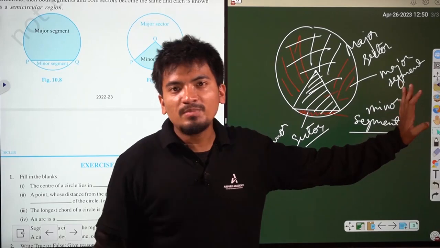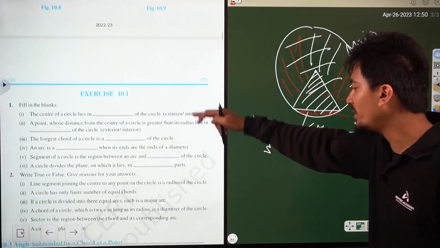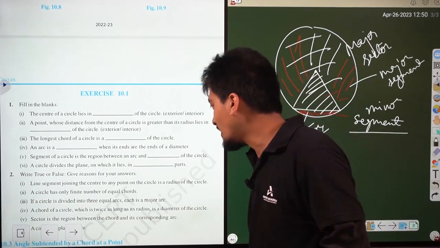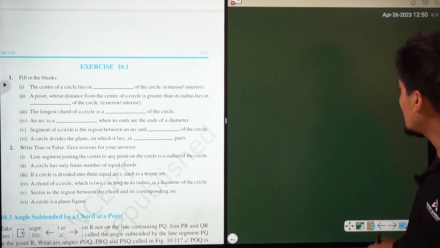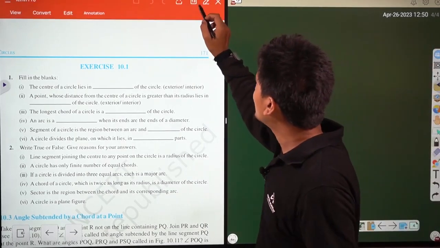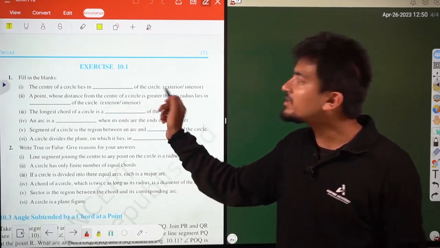This is the basic concept, and using this we will now do exercise 10.1. Okay, so now see here the first question. See the first question here. The center of a circle lies in the dash of the circle.